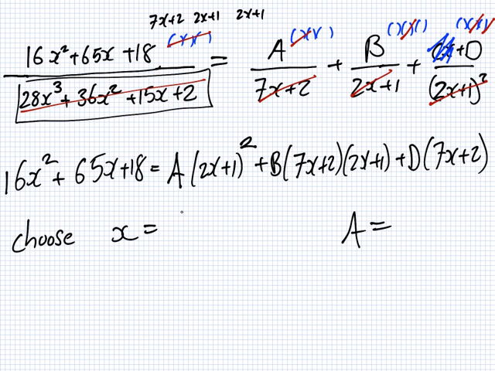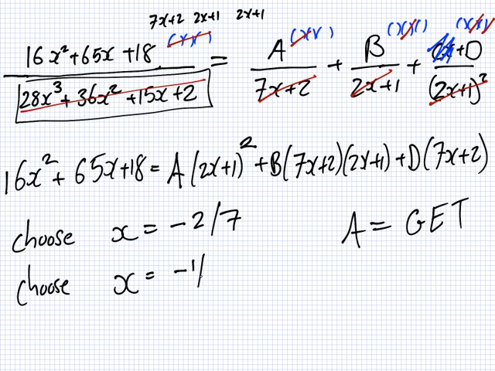Okay, so what should I choose for the x to begin with? Yeah, minus 2 over 7. And this I can get the a, because this will be 0, and this will be 0. Okay, what should I choose next? Minus 1 over 2. Yeah, good, because it'll cancel that, and then I can get the d.